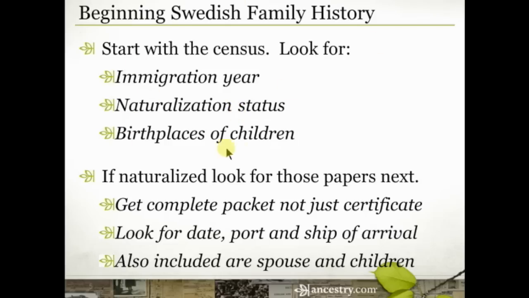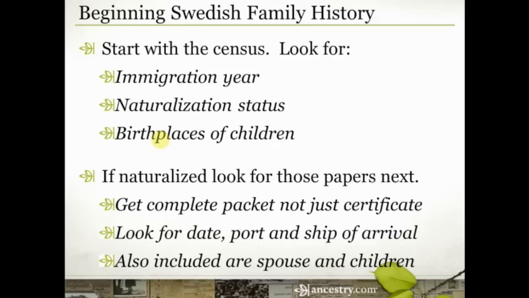Another clue on census records is the birthplaces of the children. When you're dealing with some of these families, we'll talk about chain migration here in just a minute, but what happens is you often end up with this varying year of immigration showing up on census records, but the birthplaces of the children are usually a really good clue about exactly when they immigrated.